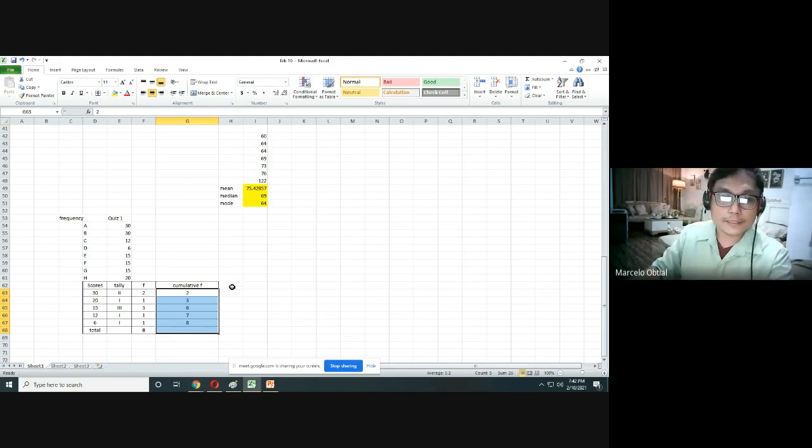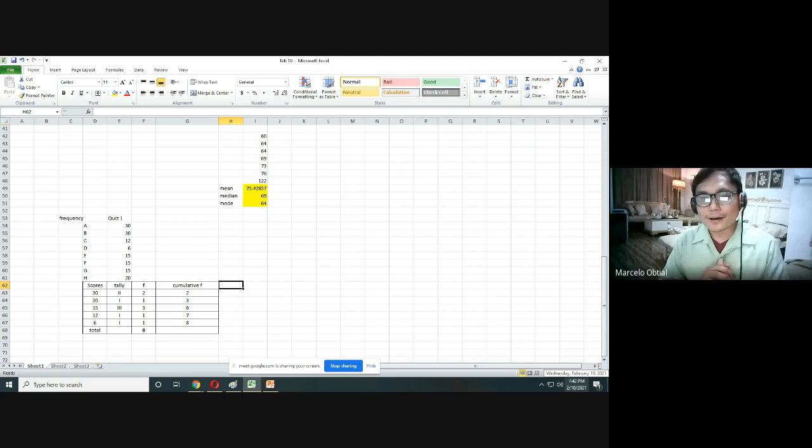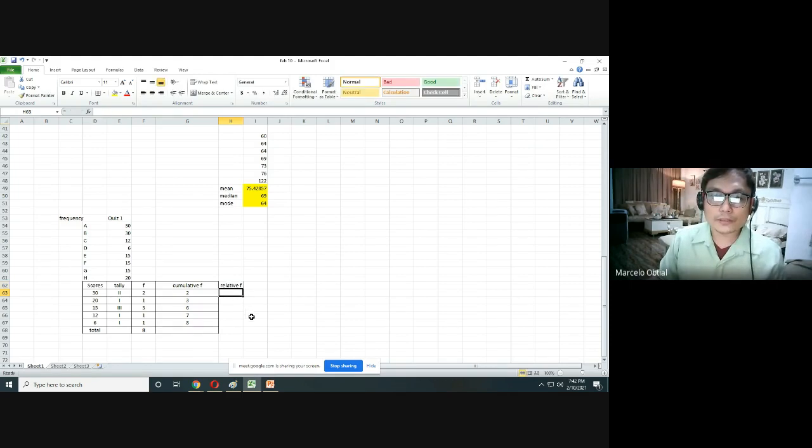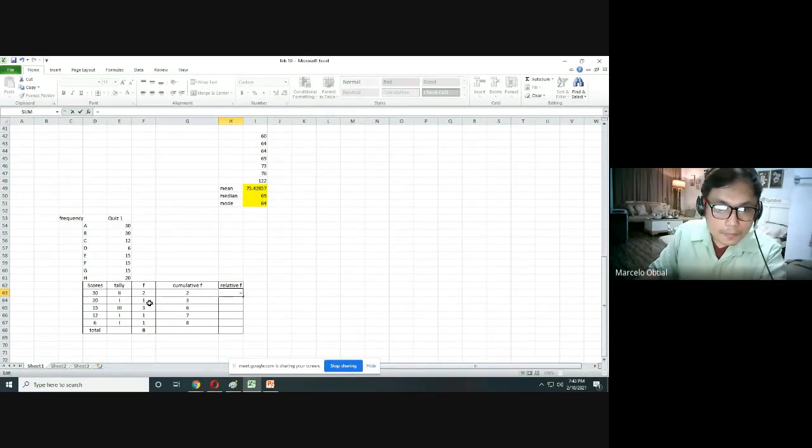Okay? Now, next. Kapag we're dealing with proportion, that is called relative frequency. Kasi natin relative frequency in relation to the total. So, relative frequency, tingin tayo sa frequency. So, nangyayari is that 2 in relation to total, divided by 8. Lagay lang tayo ng formula. I will put equal, dito equal, tapos this cell, 2, divide natin sa total na 8.